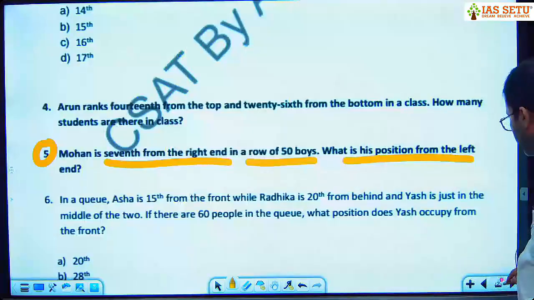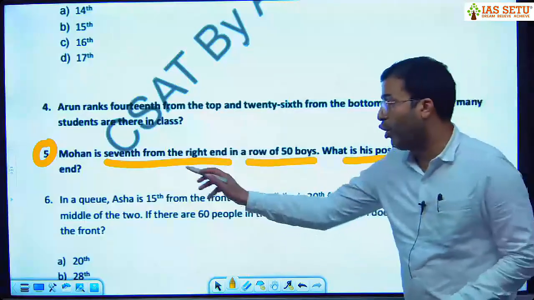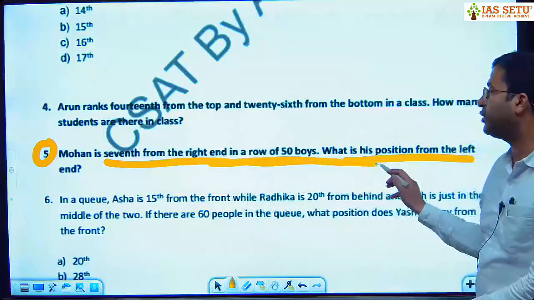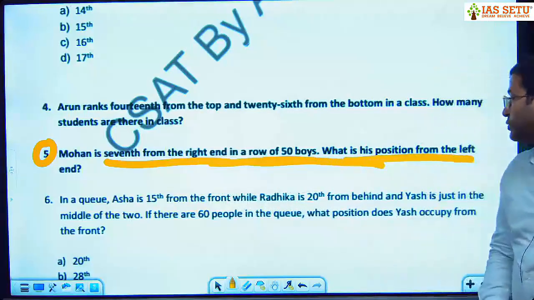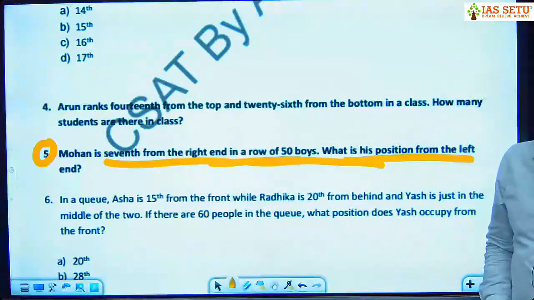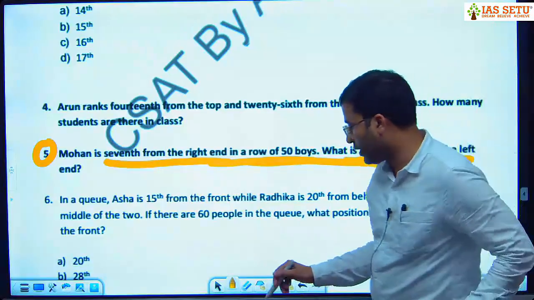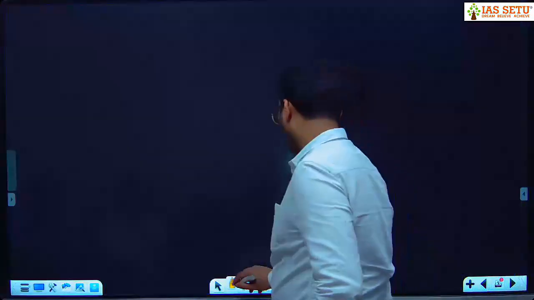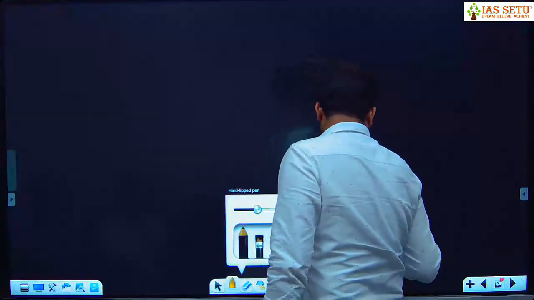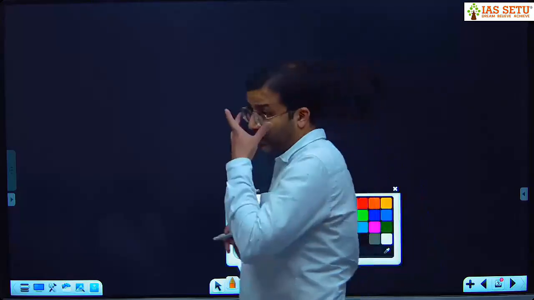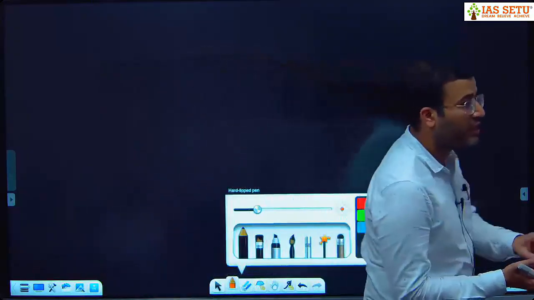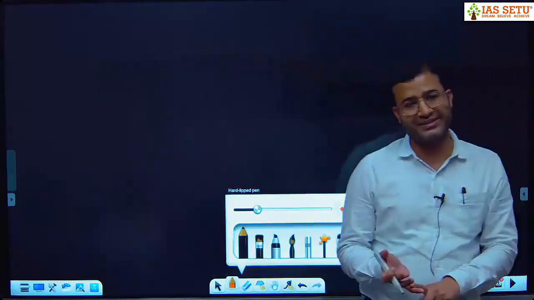Like here in this question, Mohan is 7 from the right hand in a row of 50 boys. What is his position from the left hand? Students get confused about left, right. So what is important here? The things which I will cover right now will help you in number ranking. The same thing will help you for seating arrangement, and the same thing will help you for direction sense.